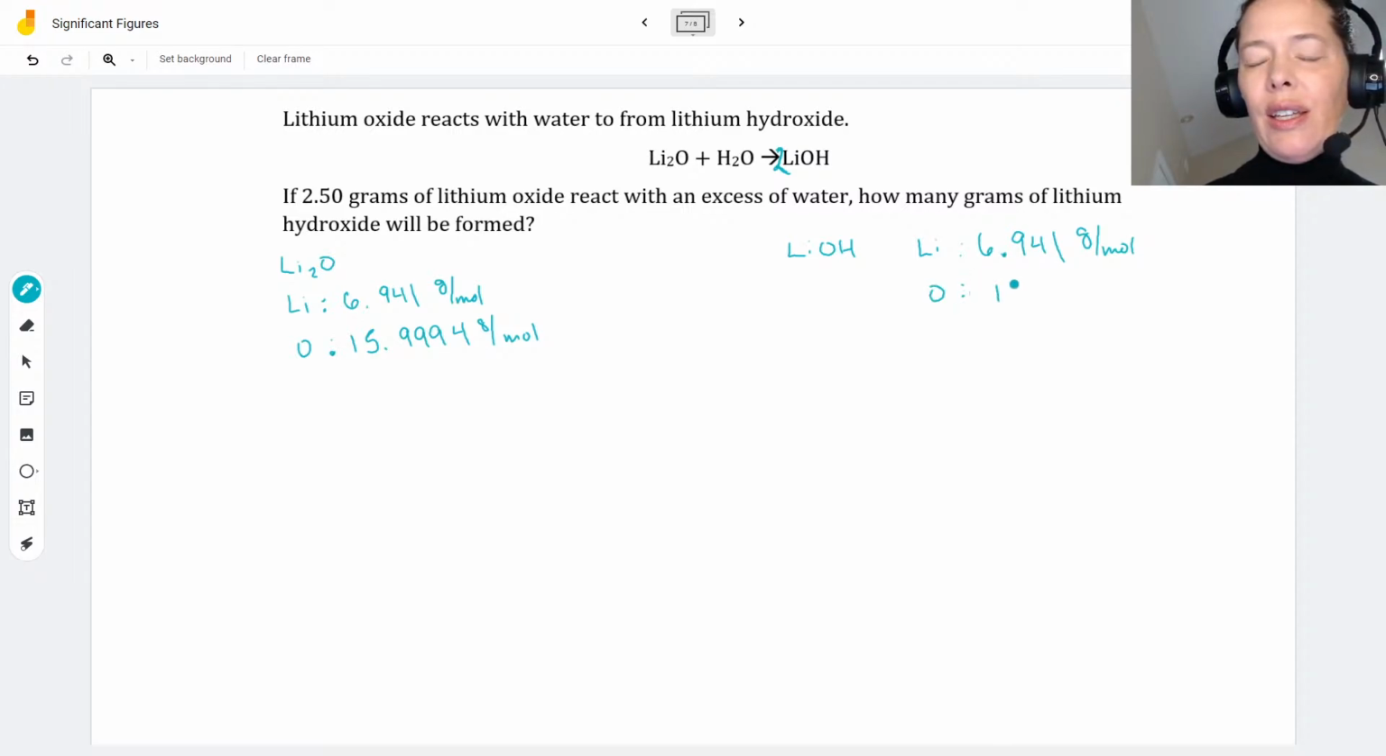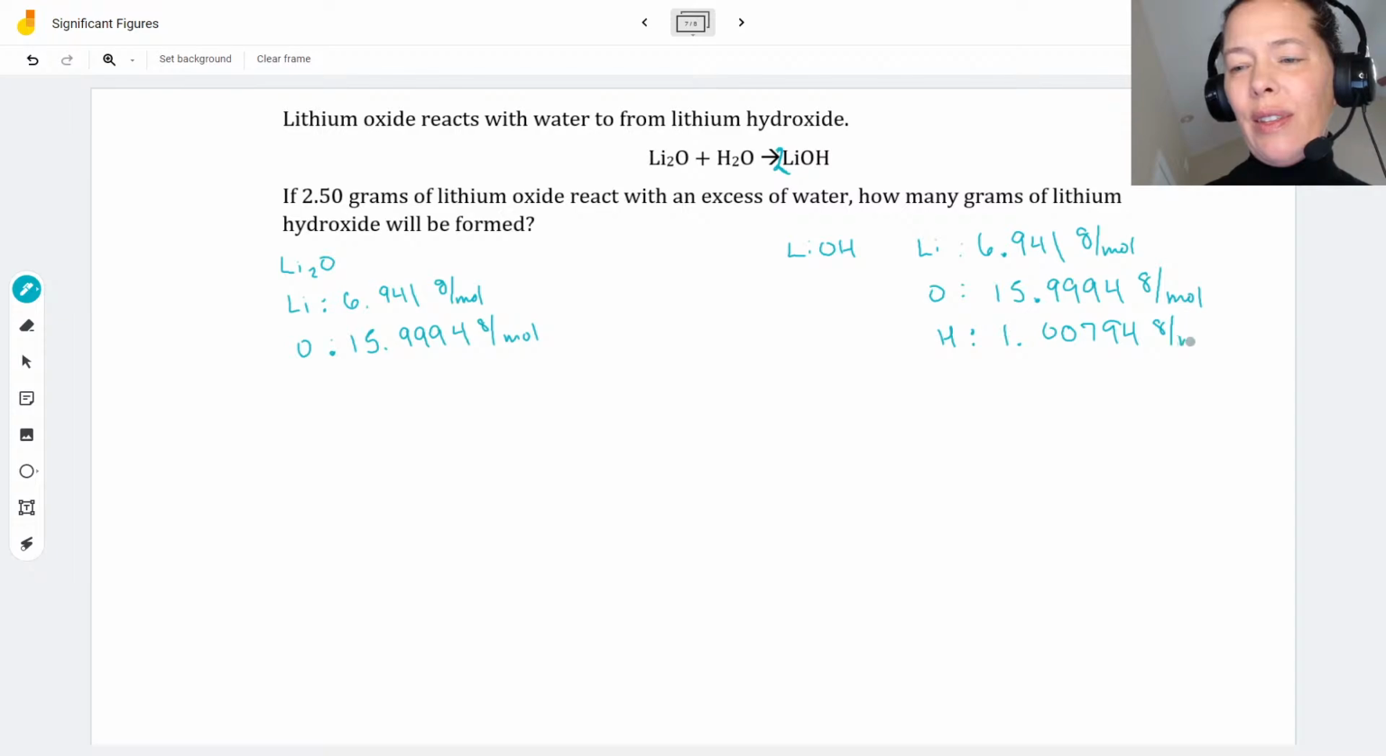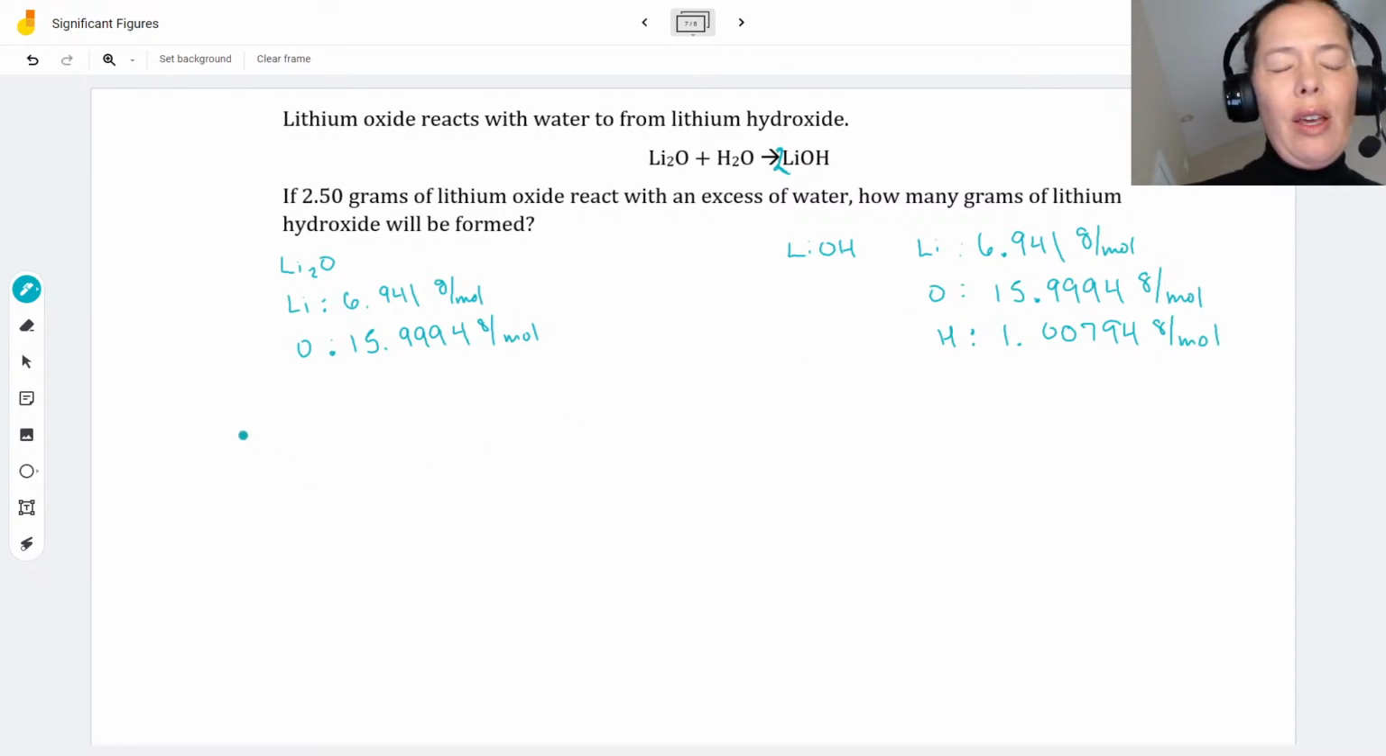Oxygen, 15.9994. And hydrogen is 1.00794. Okay, so for my lithium oxide, obviously this is multiplied by 2.